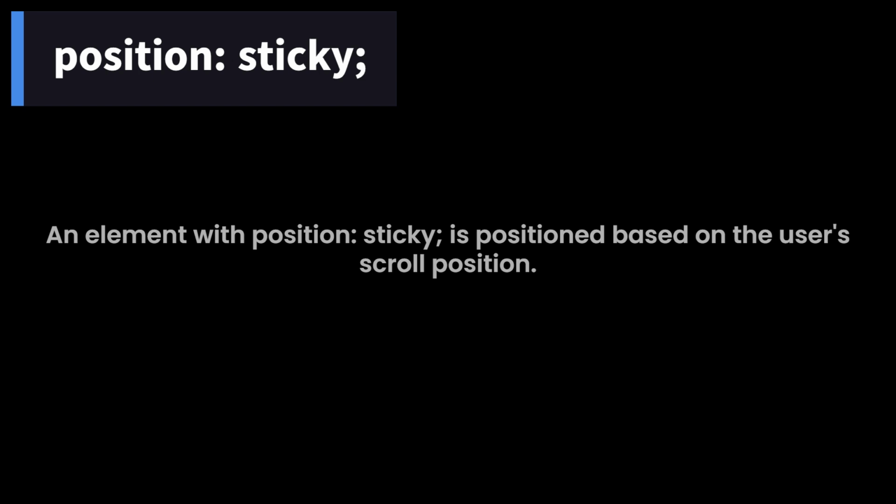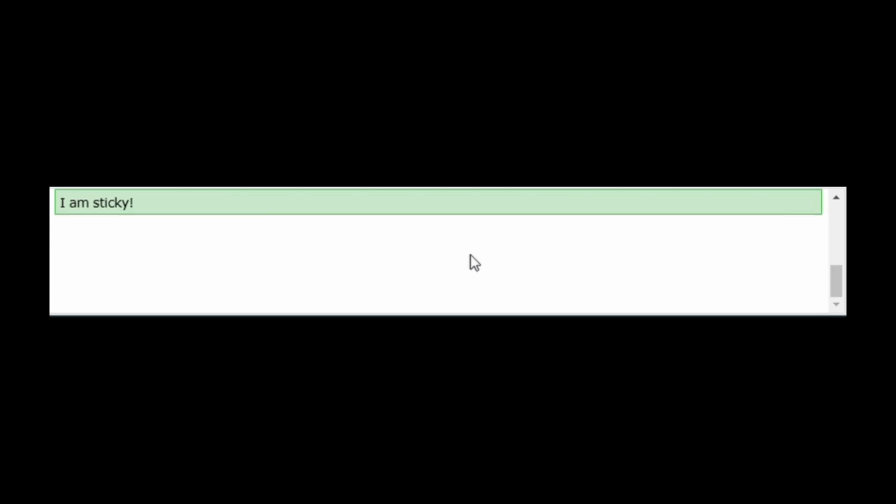So let's talk about position sticky. An element with position sticky is positioned based on the user's scroll position. This is to tell you that a sticky element toggles between relative and fixed depending on the scroll position. It is position relative until a given offset position is met in the viewport, then it sticks in place like position fixed. This is an example of a position sticky element.